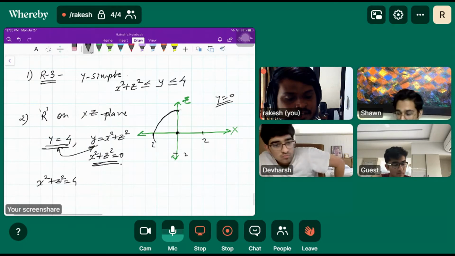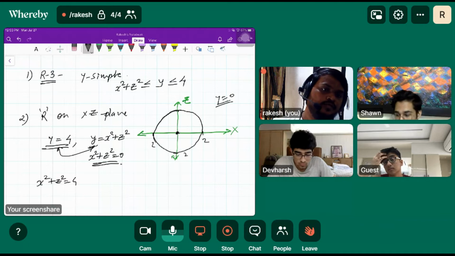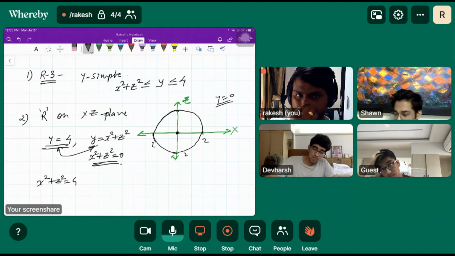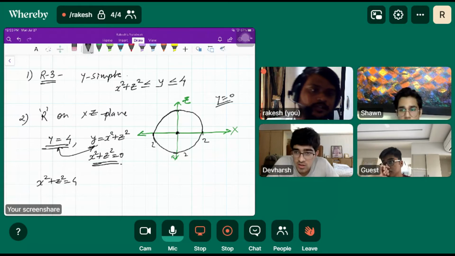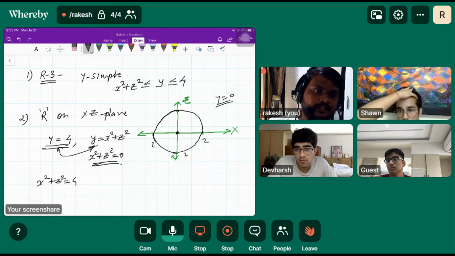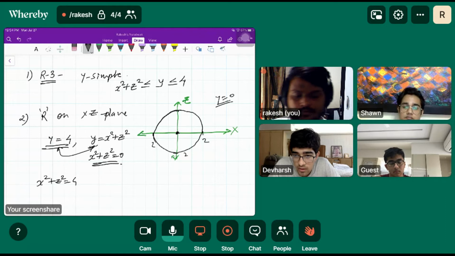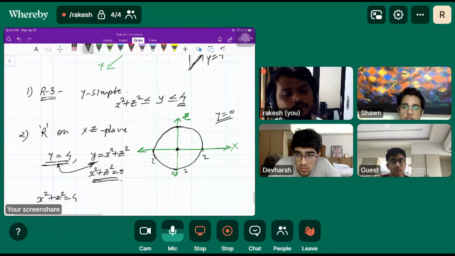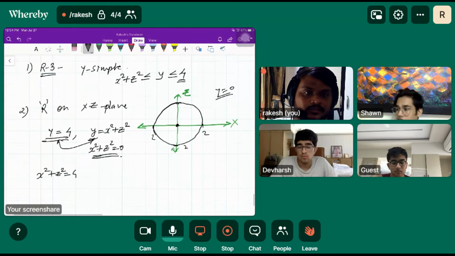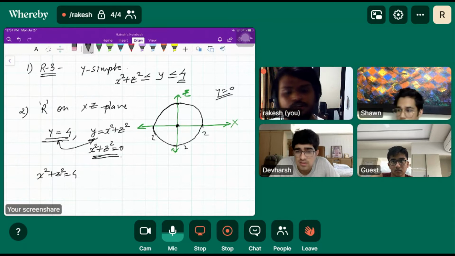So what is our region on the xz plane? That's a complete circle, radius 2, center (0, 0), right? So you make it square root of 4 minus x square, the upper bound. No, the upper bound is 4. For y you're talking or for z? I'm talking for z.